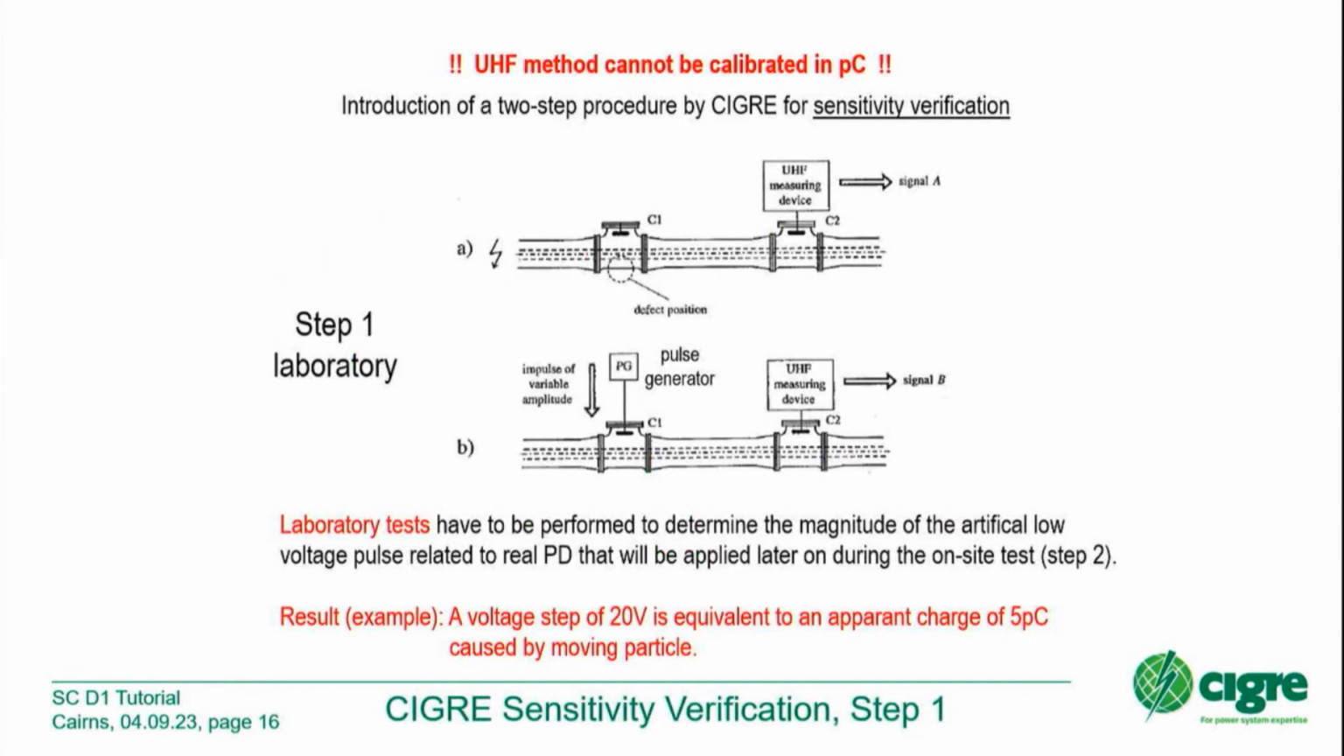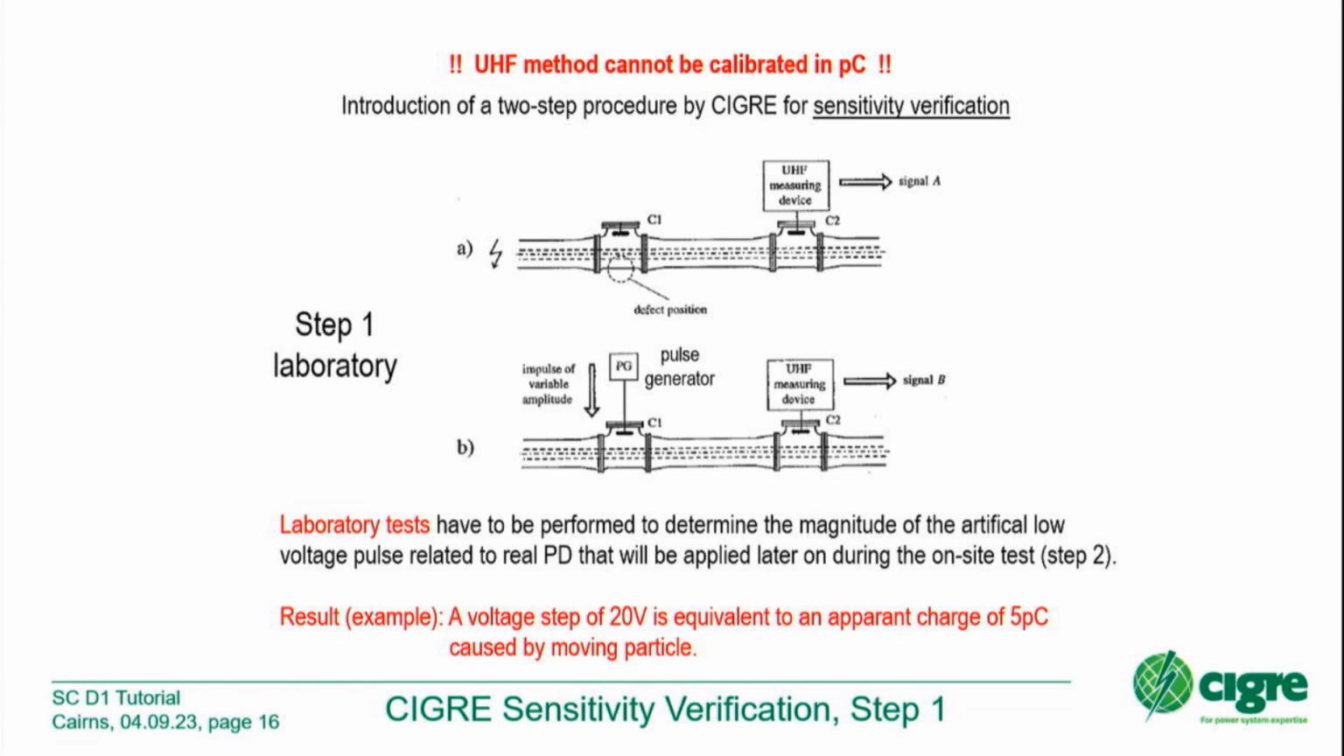And the sensitivity verification works in that way that we have a 2-step procedure. Step 1 needs to be done in the laboratory. Mostly this is done at the manufacturer's laboratory. And step 2, which is coming soon, has to be done on site when the GIS is fully erected. So for step 1, we want to see what is the equivalent to this 5 pC value in the UHF range.